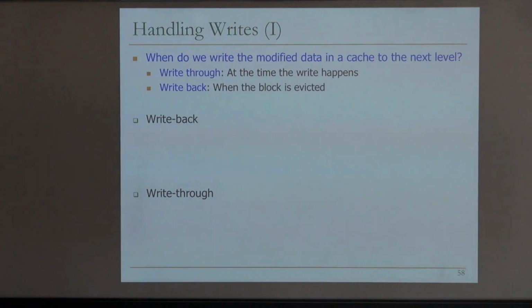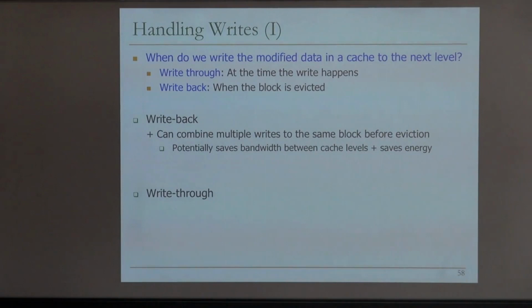So write back is good because you can combine multiple writes to the same block before eviction. You don't need to go through and write through to the next level. You may actually be doing a lot of writes to the same block. It potentially saves bandwidth between cache levels and also saves energy, clearly. But now, of course, you need to keep track of this dirty modified bit. And it also causes coherence issues between the cache levels, right?